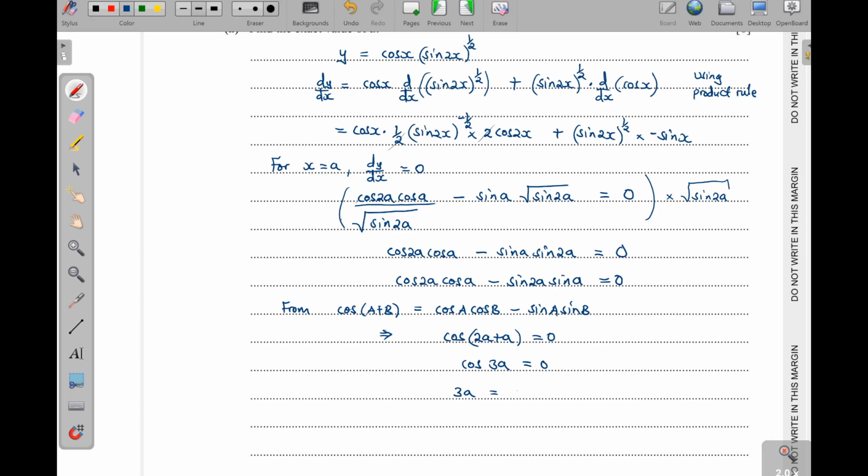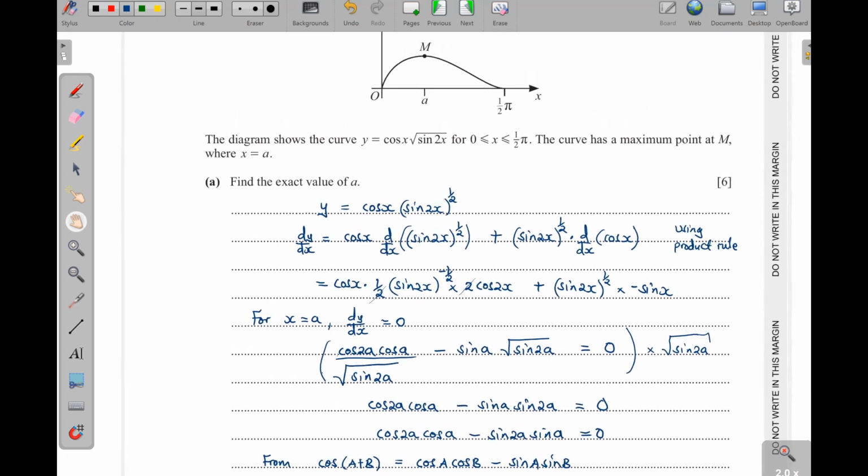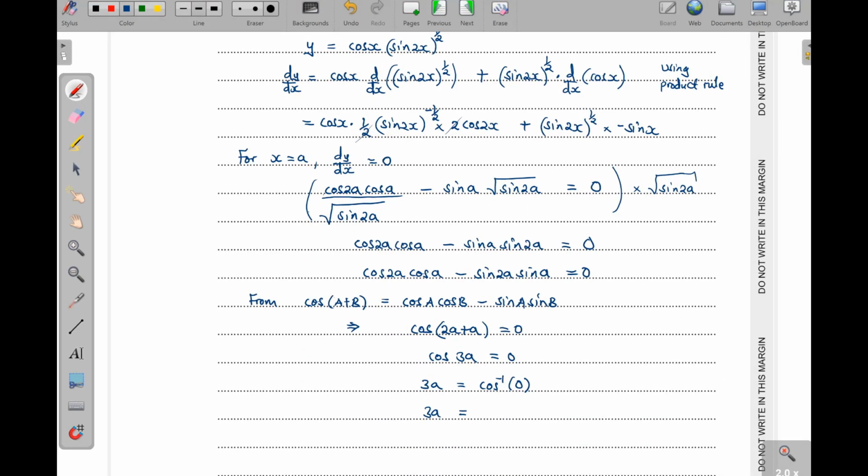So 3A will therefore be equal to the arc cos of 0, and for the arc cos of 0, we have 90 degrees. What are we given? We are given pi over 2. So, and this one, A is less than pi over 2. So this one is 90, which is pi over 2. Then there is also 270, which is 3 pi over 2. So when I divide all through by 3, then A is going to be pi over 6, and then pi over 2.